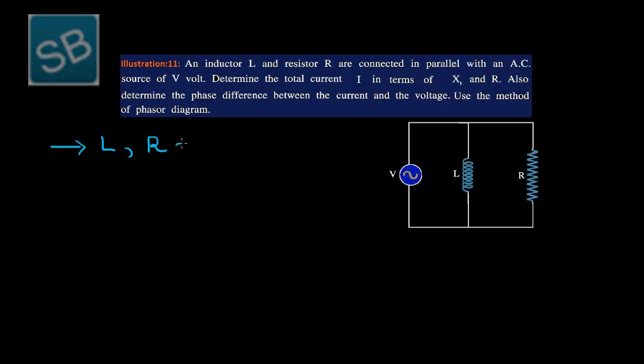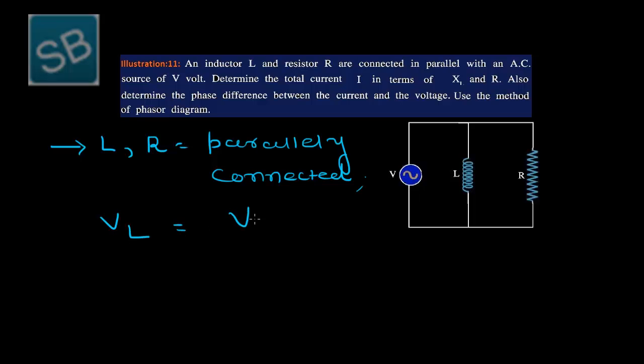Here L and R are parallelly connected. And also the potential difference across them, between L and R, is equal. So VL is equal to VR, and this result comes from the law of parallel connection.